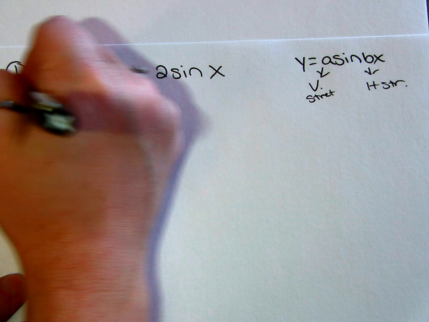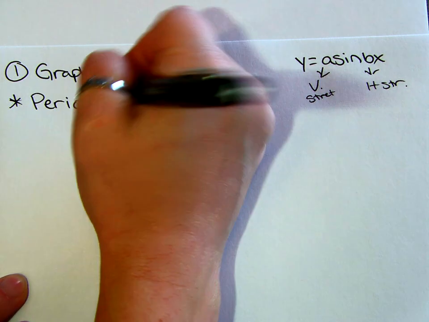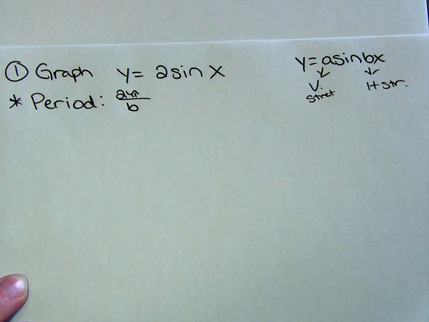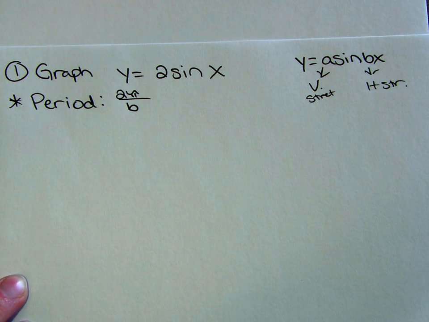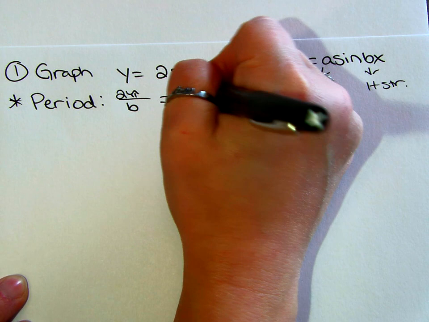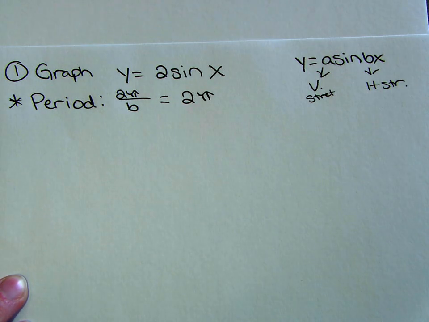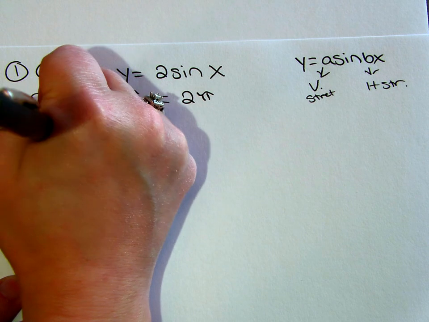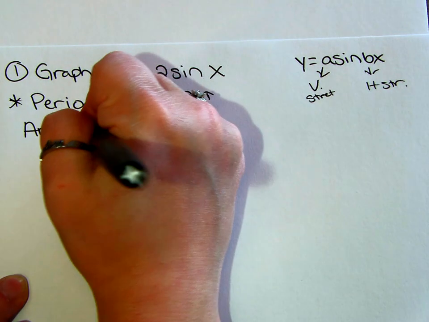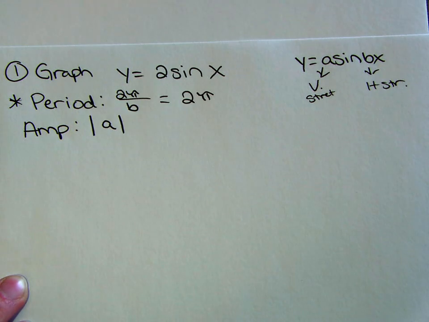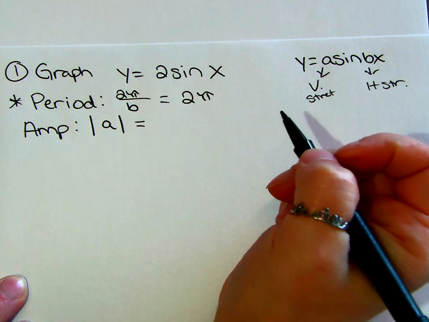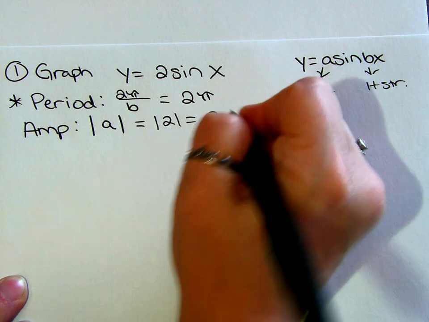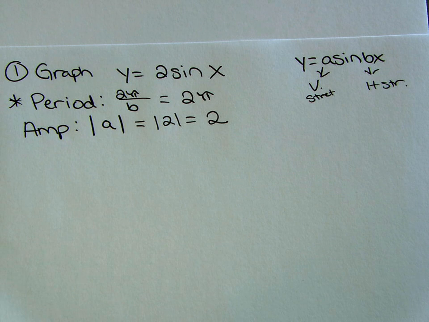So the period of our function is going to be 2 pi divided by b. Well, what is b in this function? 1. So that means our period is 2 pi. Our amplitude is going to be the absolute value of a. What is a in this function? 2. So the absolute value of 2 is 2. So this one's going to be slightly vertically stretched compared to our basic function because our amplitude is 2 instead of 1. So we will have some vertical stretching going on here.